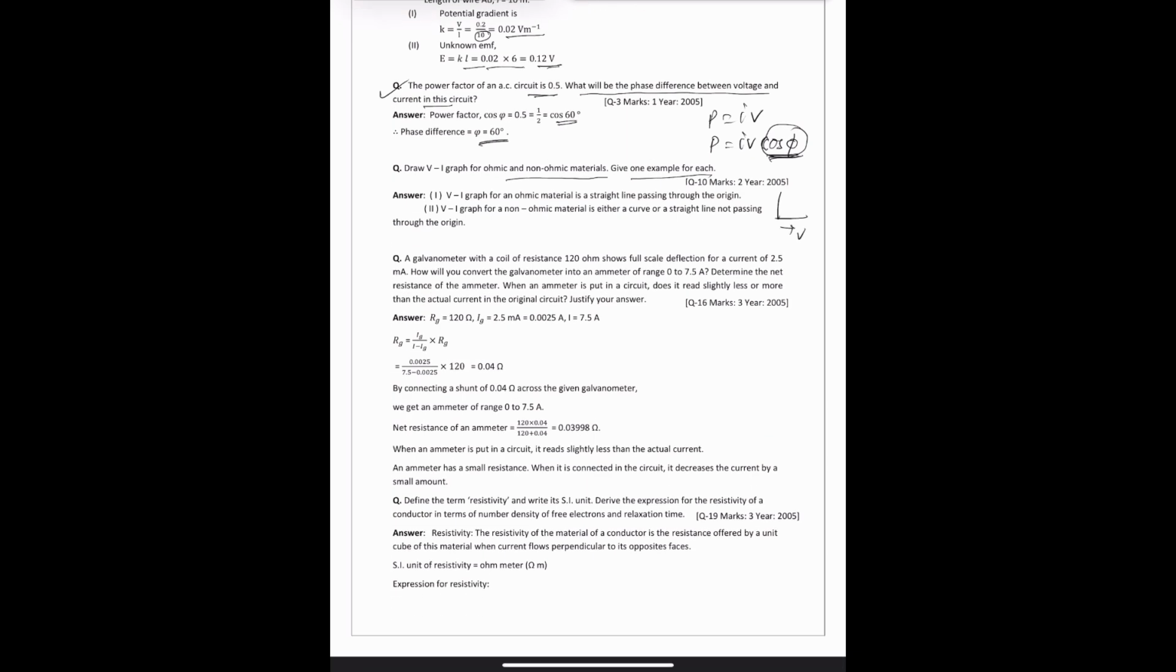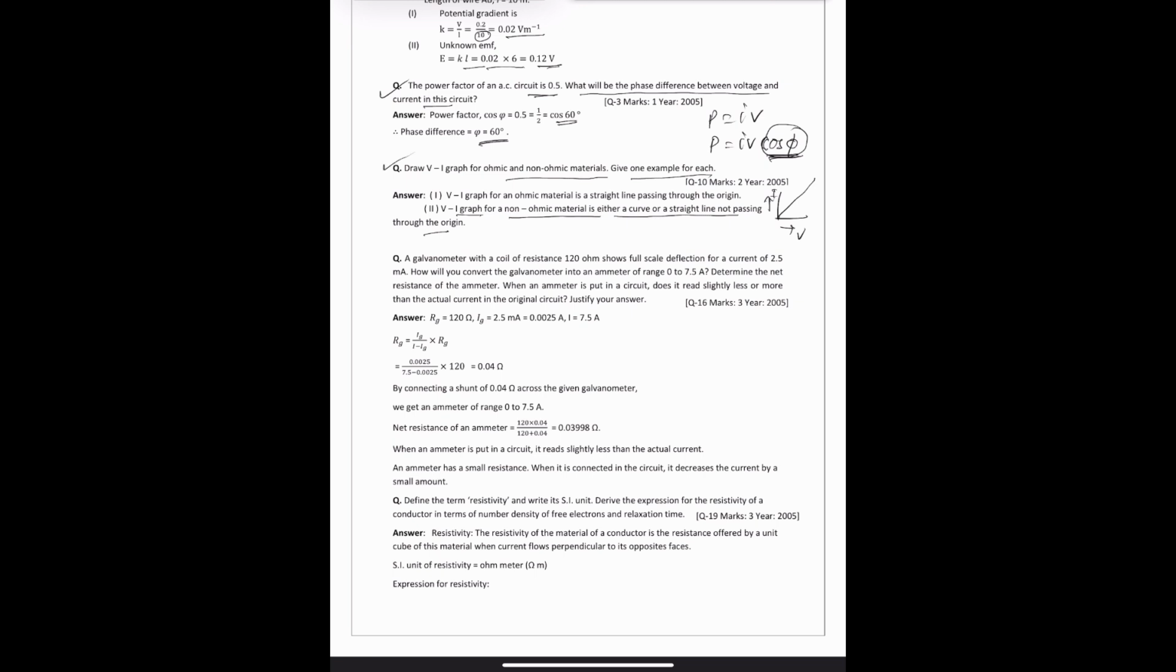As you increase the voltage, the current will also increase. But in a non-ohmic material, the graph is either a curve or a straight line not passing through the origin, correct? So when V is 0, then current is 0. But in a non-ohmic resistance, the current and voltage graph will not pass through the origin.